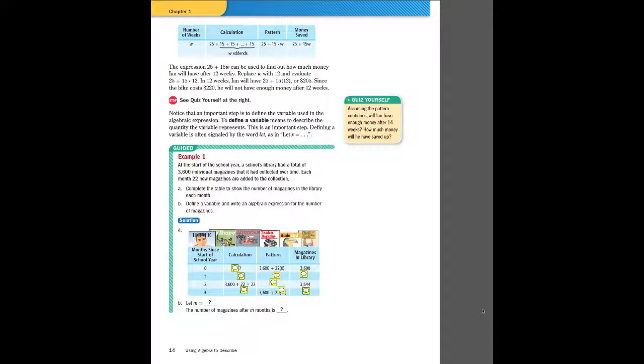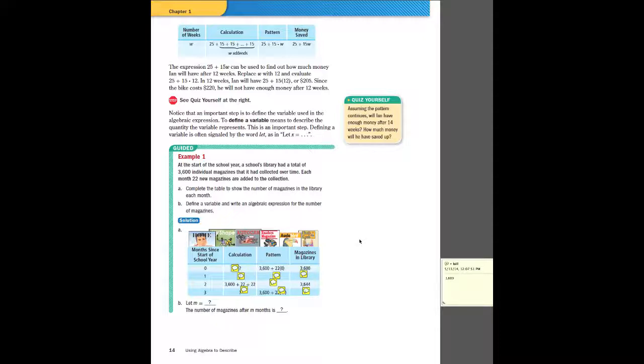Okay, so here's guided example number 1, page 14. You can read this, it tells you what to do, but for A it says complete the table to show the number of magazines in the library each month. So here's the question: at the start of the school year, 0, there's no time passed, what's the number that goes in here? We can see that since I showed it already, it's 3,600. The pattern is 3,600 plus 22 times 0, so we have 3,600 magazines in the library.